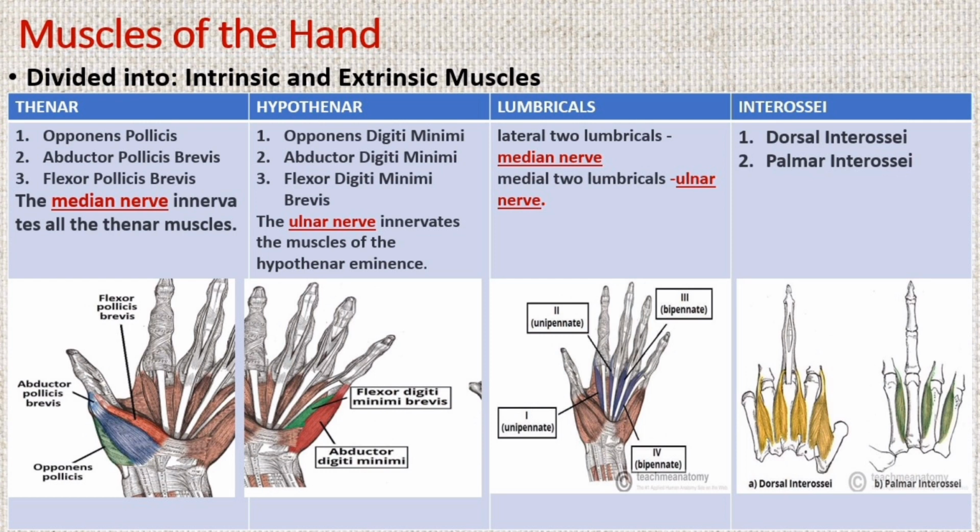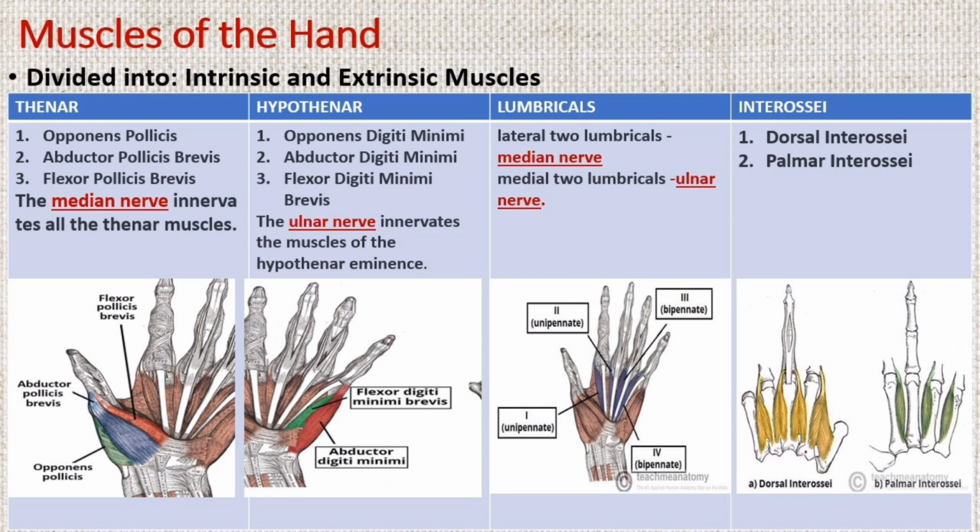Thenar muscles. The thenar muscles are three short muscles located at the base of the thumb. The muscle bellies produce a bulge, known as the thenar eminence. They are responsible for the fine movements of the thumb. The median nerve innervates all the thenar muscles.